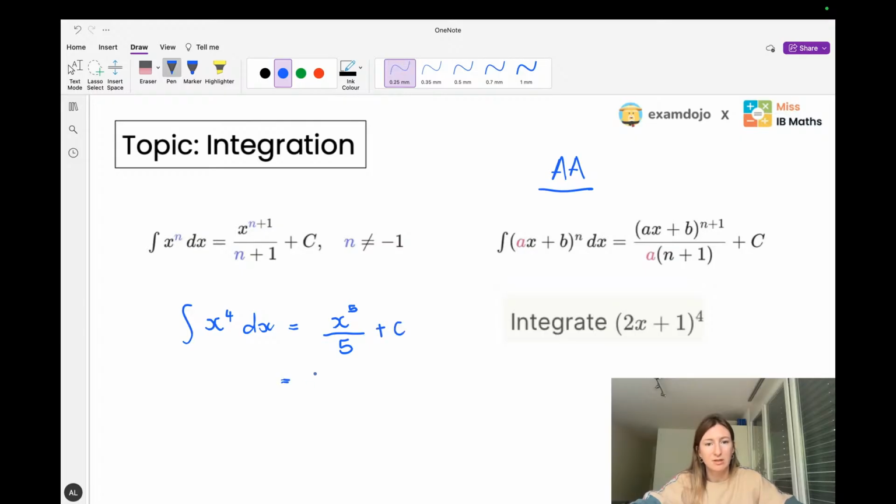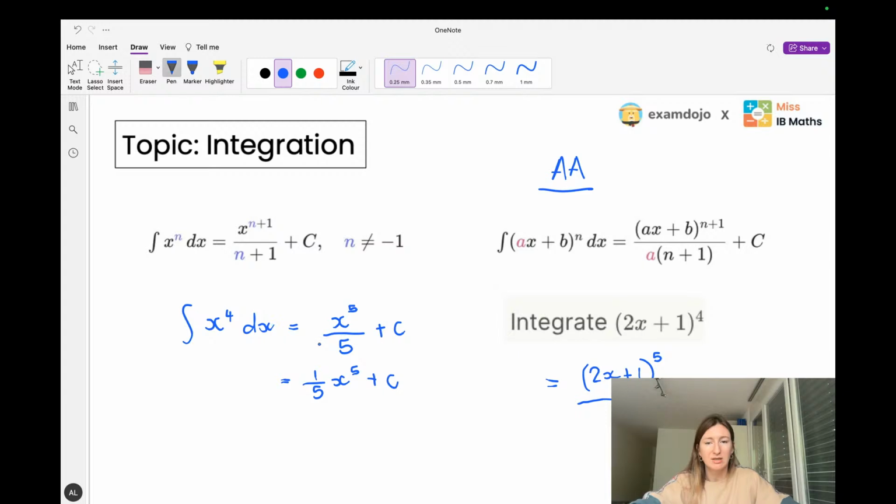So sometimes you can see this written like that, 1 over 5, x to the power of 5. It's the same thing. And you can write any of these. They're both just as simplified as the other. So there's no wrong answer if you do that or if you do that, same thing. If I don't just have x to the power of 4, if I have a linear function inside, what I'm going to do is I'm going to take that function, 2x plus 1. I'm going to raise the power to the power of 5. I'm going to divide by that new power.